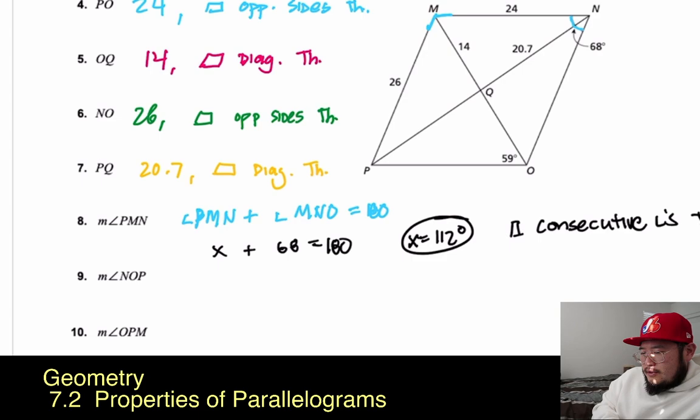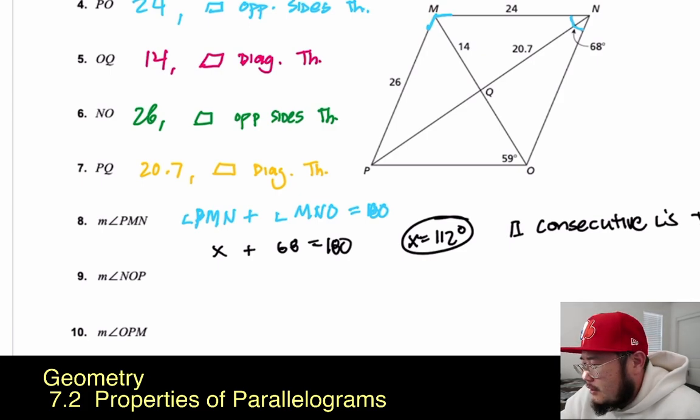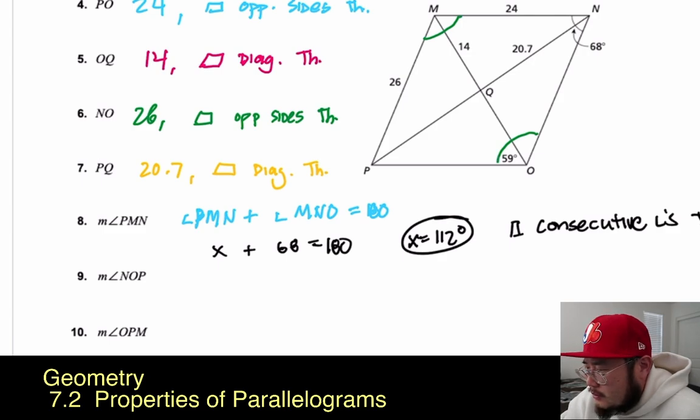All right. Number 9 says angle NOP. So let's see what we could do right here. There are multiple ways for us to go about this problem. But one thing that we do know is that opposite angles are congruent. If PMN, we just determined, is 112 degrees, then this angle over here needs to be equal to 112 as well. Angle PON needs to be equal to 112.